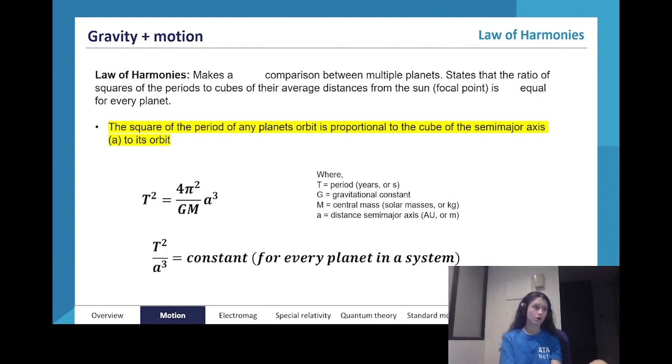The law of harmonies. This is just the third law, and as you can see, it is the equation that you are given in your formula sheet. It tells us that the square of the period of any planet's orbit is proportional to the cube of the semi-major axis of its orbit. So you don't actually need to remember the definition in words because this formula is given to you in the formula sheet.